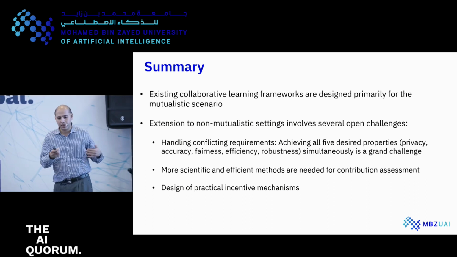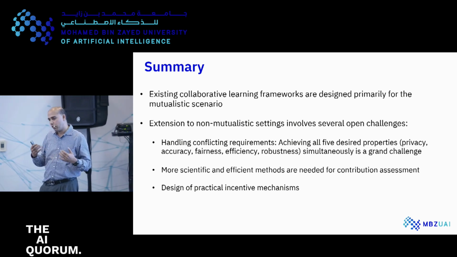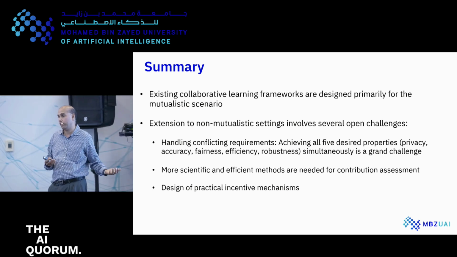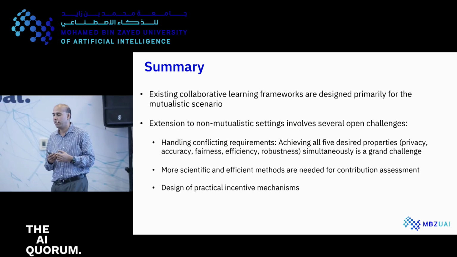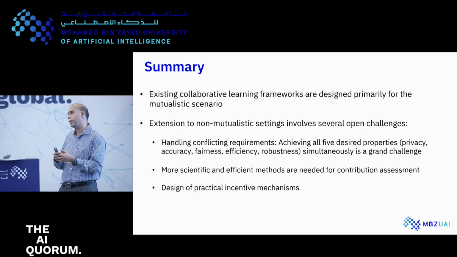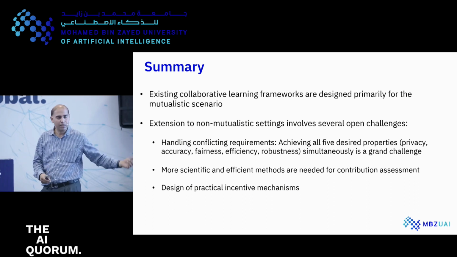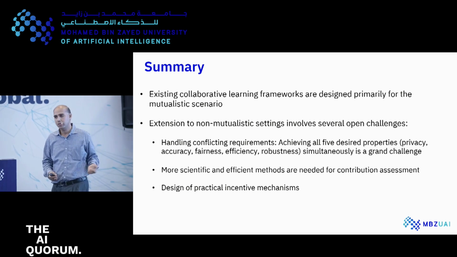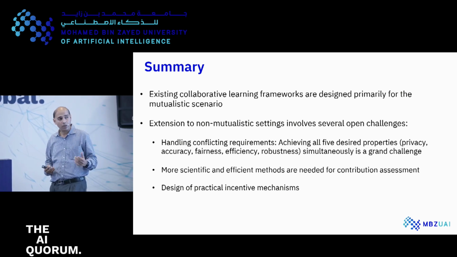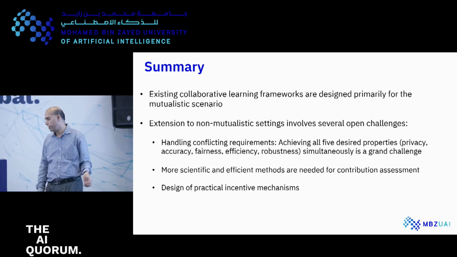And then there are inherent contradictions between privacy and fairness, right? If you want to achieve higher privacy, you need to reveal as little data or as little information as possible. But that is not always possible if it contradicts your ability to design fair collaborative learning algorithms. Also, there's a need for better contribution assessment and practical incentive mechanisms.